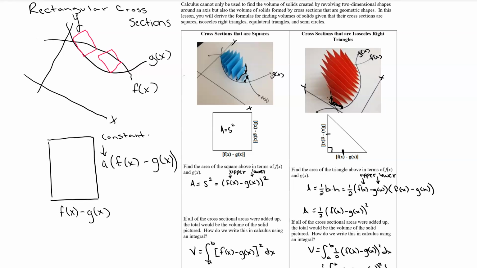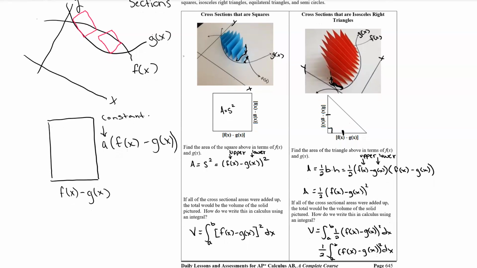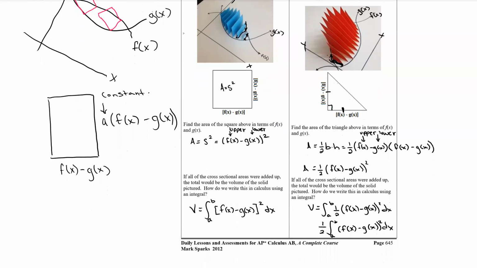So the only difference between a square and a rectangle is there's going to be some multiple between the length of the base, the distance between the curves, and the other dimension. It'll give you that in the prompt of the problem, and we'll see that in just a moment. So how does that change my area and my volume equation? Well, my area is my length times my width, or my base times my height. So I'll have f of x minus g of x, my upper minus my lower, and then I have that constant in there.